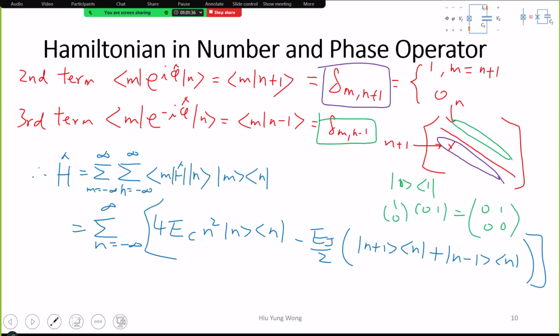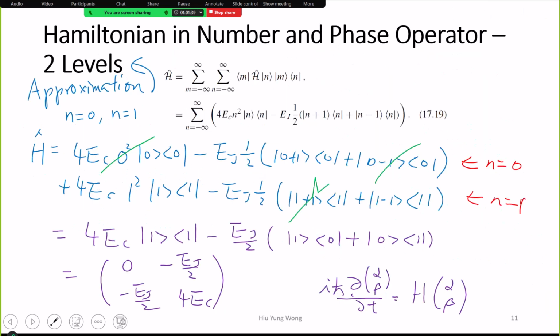But the main point here is that we have developed the quantized Hamiltonian for the Cooper pair box, which means you have a Josephson junction and a capacitor, just like the LC tank, but now it's a Josephson junction and capacitor. And we represent it in the number and phase operators. And then we also represent the matrix in the eigenvectors of the number operator. And we can solve it.